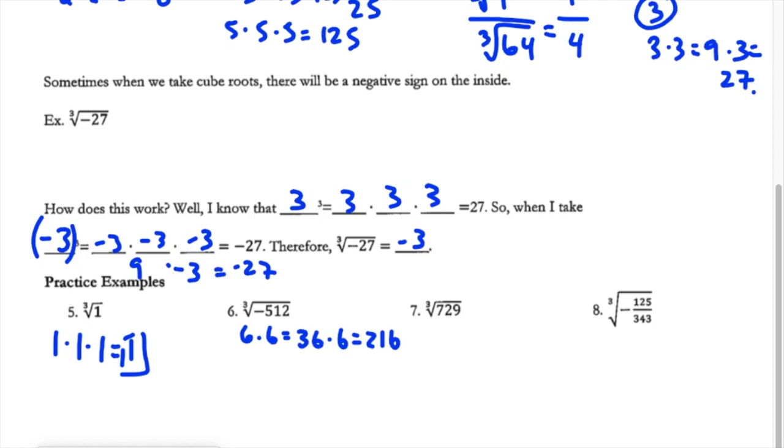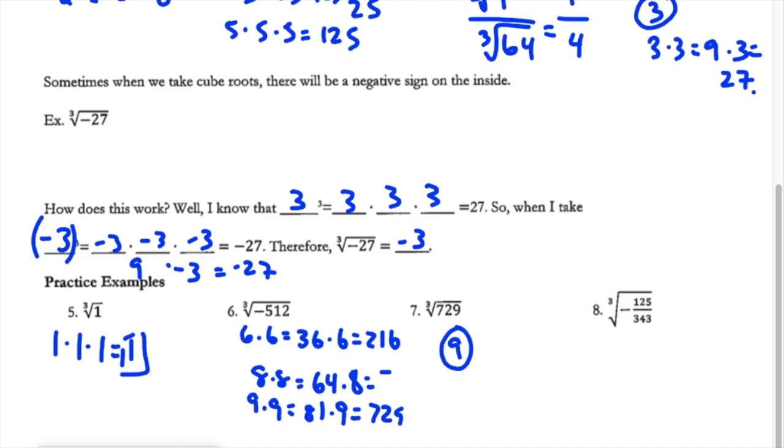So let's see, 9 times 9 is 81, times 9 is going to be 729. Oh, look, I found the cube root for my next practice example. The cube root of 729 is going to be 9. But that's too high for this one, so it must be in the middle there, so I'm going to try 8. 8 times 8 is equal to 64, times 8 is going to be 512. So my answer here, because it's negative, is going to be negative 8.